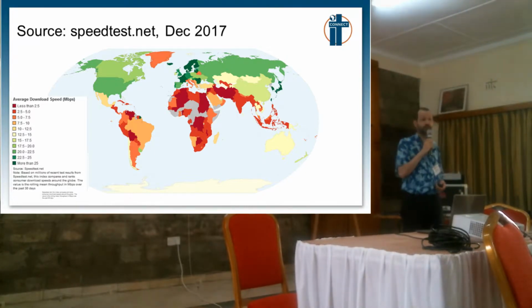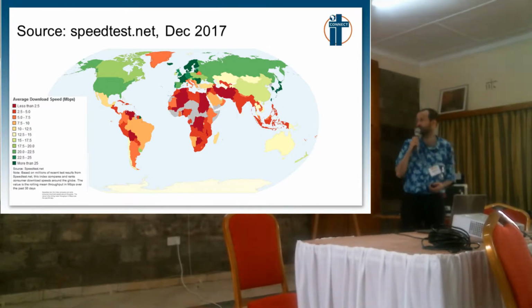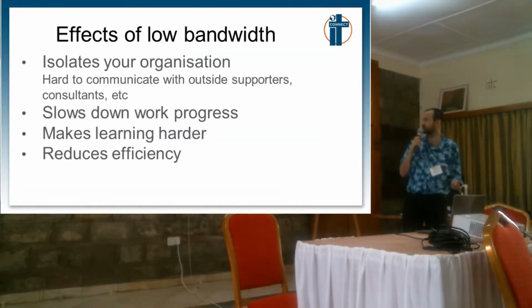brown and grey, which means they didn't get any data at all for those countries. So you can assume that the internet service is probably not that great in those places either. So it's a real issue in Africa with slow internet connections.